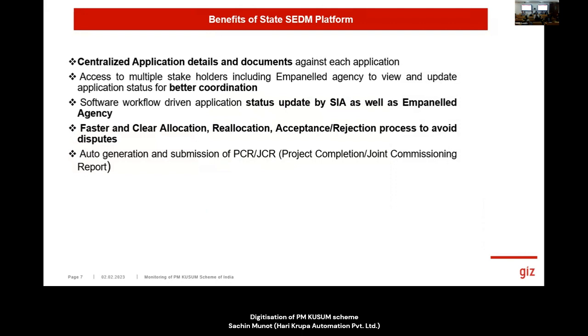Then software-based workflow. Everyone follows the workflow, and the application starts with the registration, then site survey, order placement, installation, site verification, and the release of the subsidy. Then faster and clear allocation. As EPCs are fighting for the orders, it is a faster and clearer allocation of who has the order for which particular farmer. That is the advantage. And finally, auto generation of the joint commissioning report and project completion report against each individual installation.